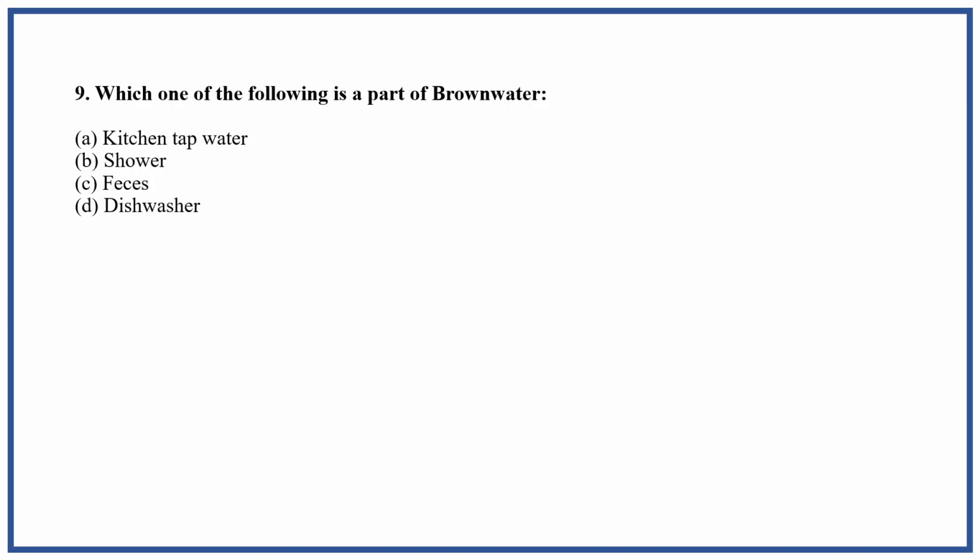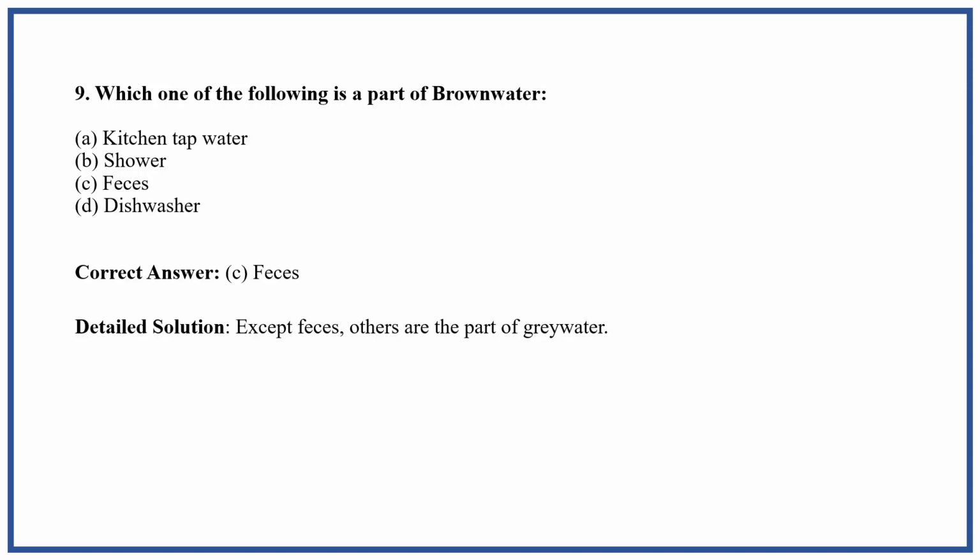Now, the next question. Which one of the following is a part of brown water? You might have studied about gray water, black water, but this is slightly different. Which is a part of brown water? Kitchen tap water, shower, feces, dishwasher. Anybody wants to try in the chat box? Okay, so it is pretty simple. The answer is feces. Rest of the other things are a part of gray water. And when this feces is mixed with urine, we call it as black water.